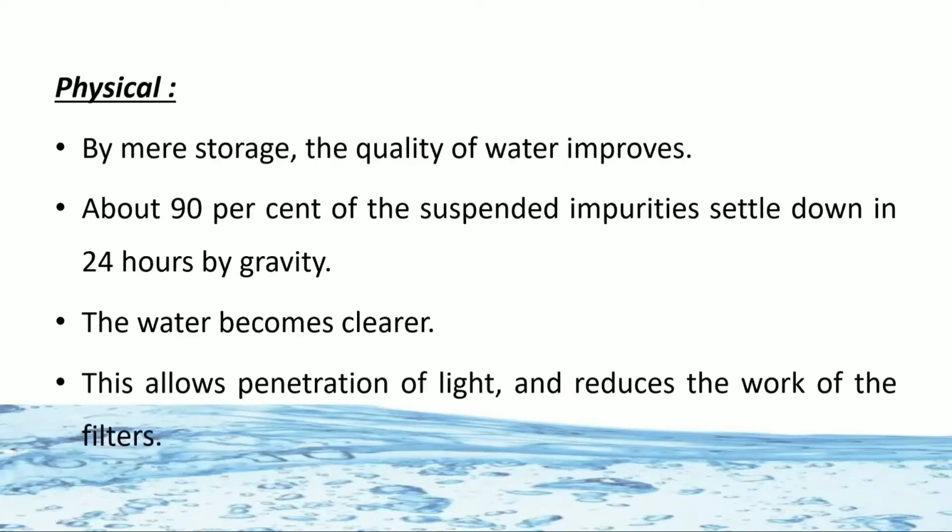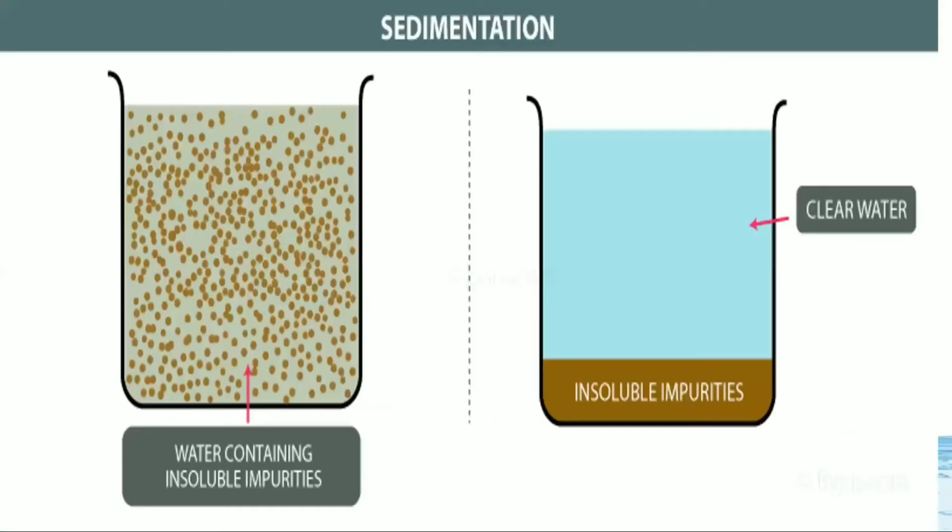In physical, 90% of suspended impurities settle down and purify the water by the process of sedimentation. See the image, sedimentation. The first flask shows water containing insoluble impurities, and in the second, the insoluble impurities are sedimented below, at the bottom, and we get clear water.